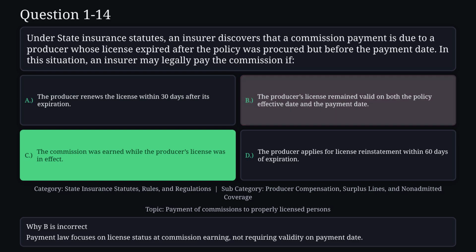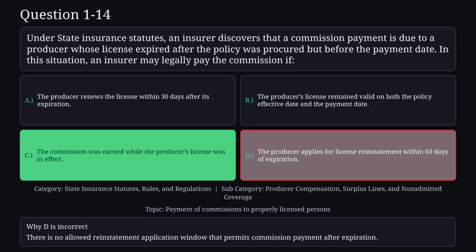Reason B is not correct. Payment law focuses on license status at commission earning, not requiring validity on payment date. Reason D is not correct. There is no allowed reinstatement application window that permits commission payment after expiration.